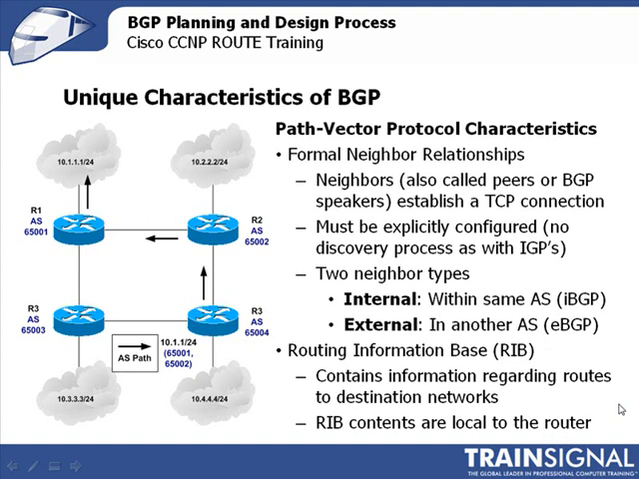There are also 2 types of neighbors. The first is internal, which is called internal BGP or iBGP, and these are BGP peers within the same autonomous system. There are also external peers, which is a great deal more common. It means that the neighbor is in another autonomous system. This is called eBGP. The database that's used in BGP is called the RIB, or Routing Information Base. It contains all the information about routes to destination networks, and RIB contents are actually local to a particular router. It just has to do with the way the protocol is constructed. And if you think about having to carry routes across the internet for some very large routing tables, it actually makes a lot of sense.